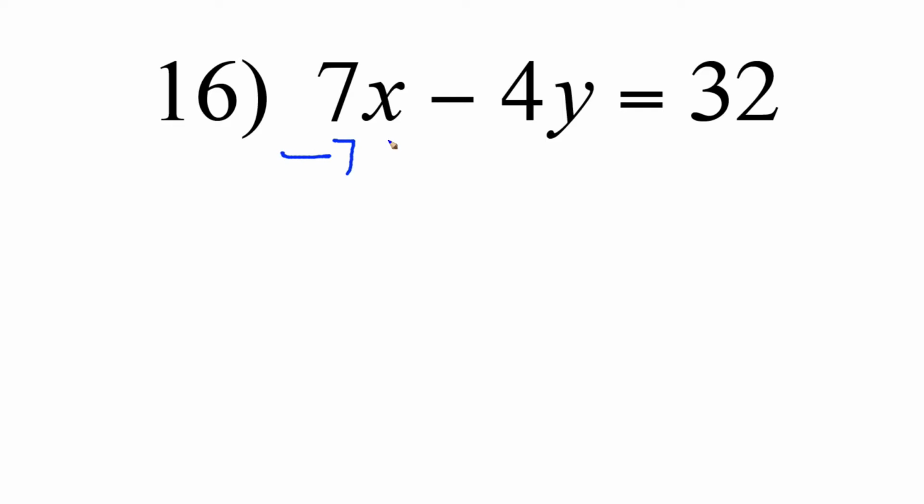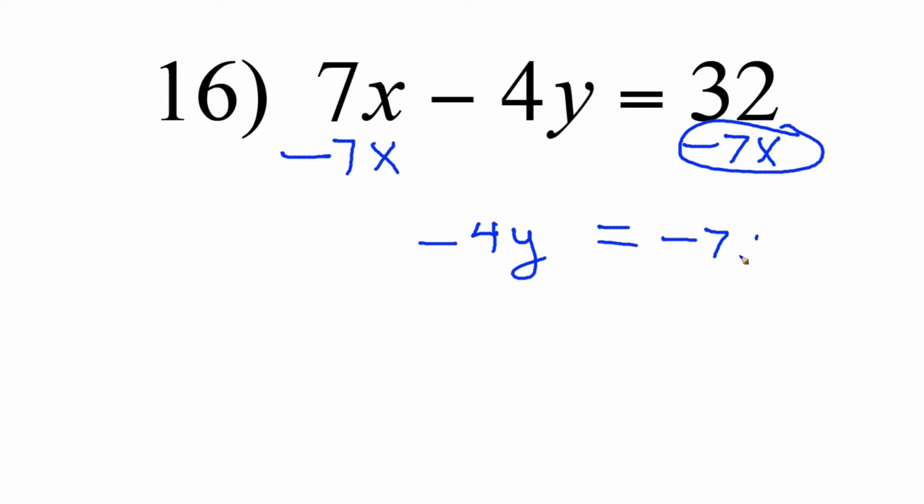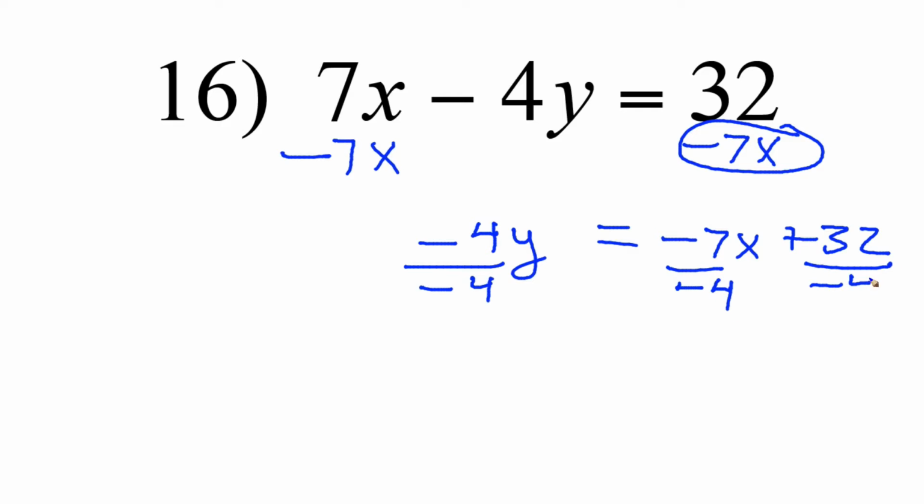Opposite of x, negative 7x, negative 7x, and we're left with negative 4y equals, never combine them, and x always comes first, so negative 7x and positive 32. Now we're going to divide by negative 4. That cancels out, we're left with y equals, the negatives go away, but the numbers don't simplify any, so we'll just leave that as 7 over 4x. And 32 divided by negative 4 is negative 8.